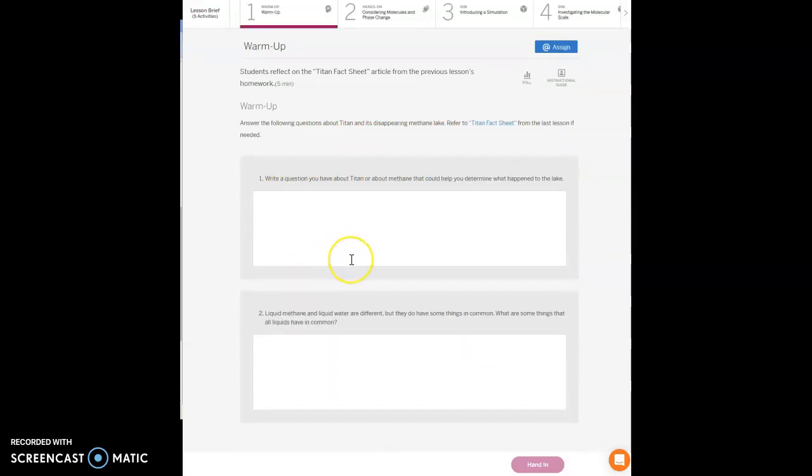Number one, write a question you have about Titan or about methane that can help you understand and determine what happened to the lake. Number two, liquid methane and water are different, but they have some things in common. What are some things that all liquids have in common? Pause here and answer these two questions. And as you go through the lesson, just pause so you can do each individual part.